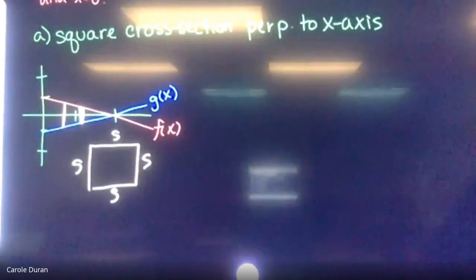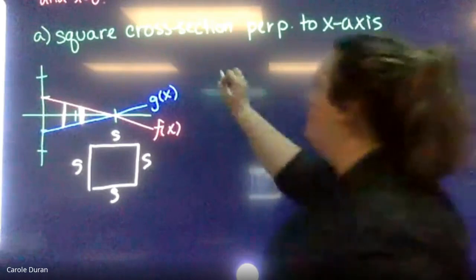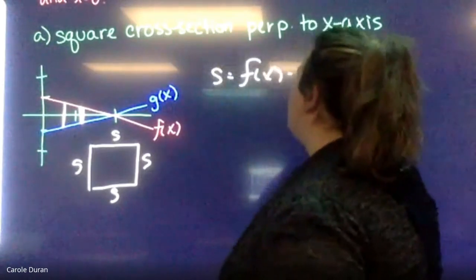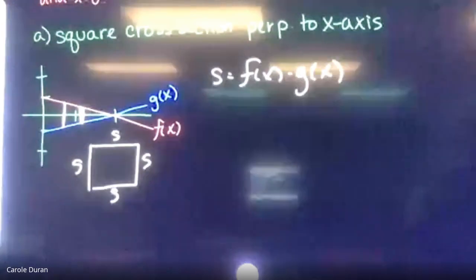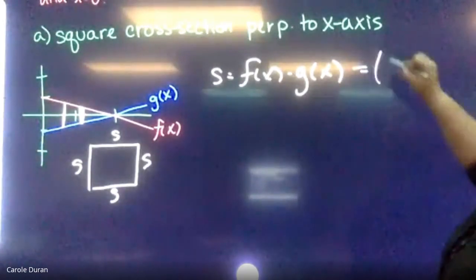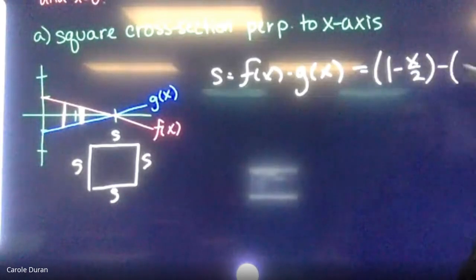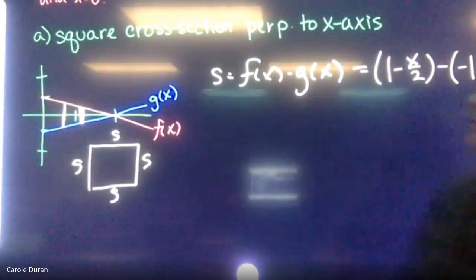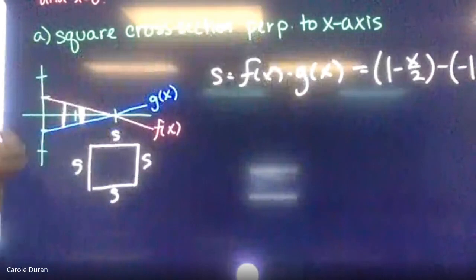Which means I can take my f of x and subtract g of x from it, because f is on top, to find the distance between them. So this side length is going to be equal to f of x minus g of x at every single x value from 0 to 2. It's not good enough to just say that it's equal to f of x minus g of x. I actually have to plug in those functions and simplify it out. So this is equal to 1 minus x over 2 minus (-1 plus x over 2), because those are my f and my g. And then I simplify that subtraction problem.